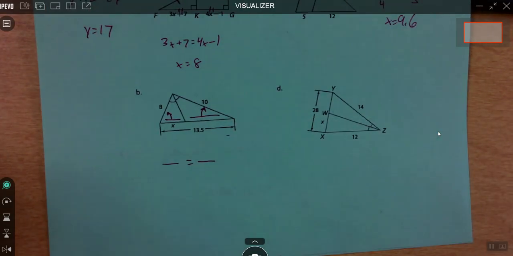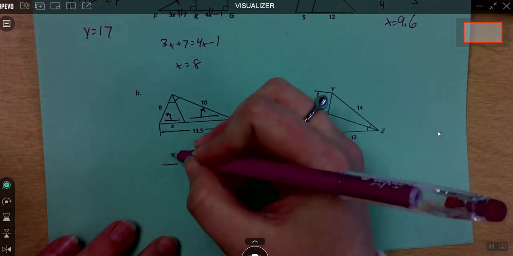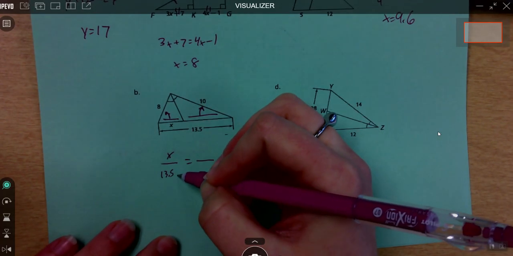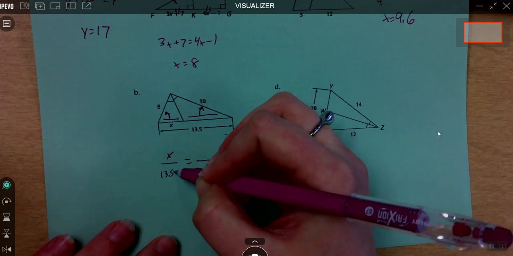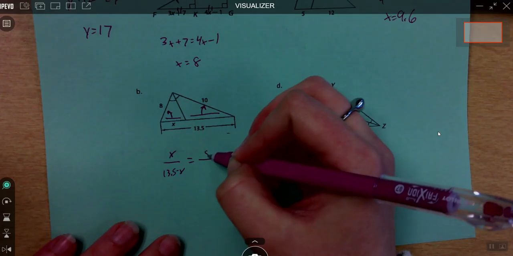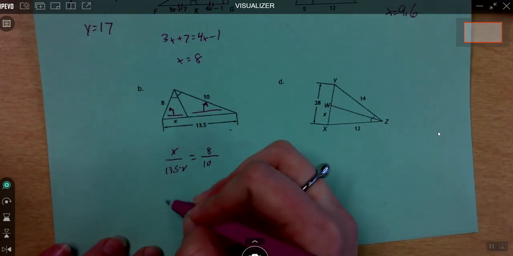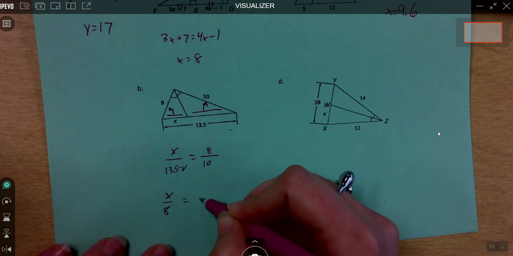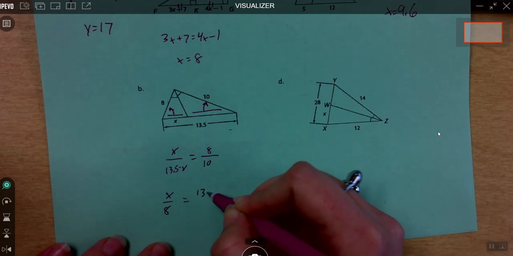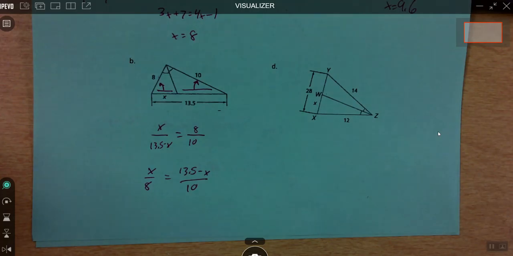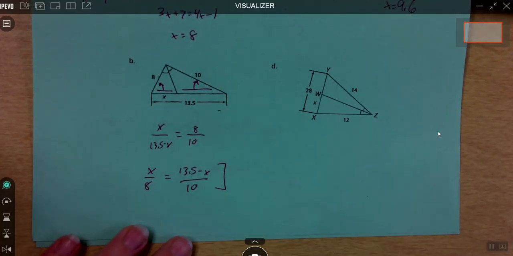So what was my proportion here? X over 13.5 minus x. Okay, you can write it like that, sure. And then 8 over 10. Could have also written it as x over 8, because we're talking about one triangle to the other triangle. Technically, we would have gotten the same answer. I would stick to this one though.